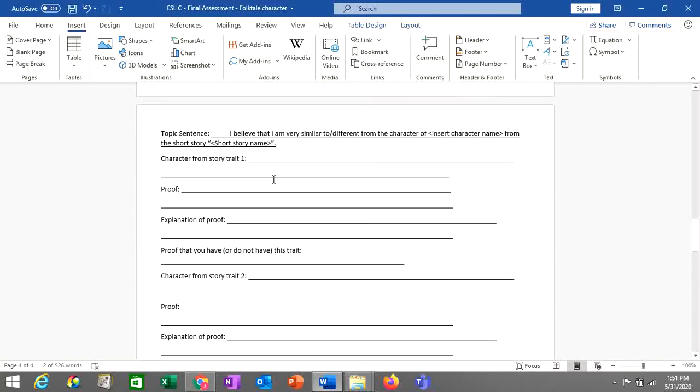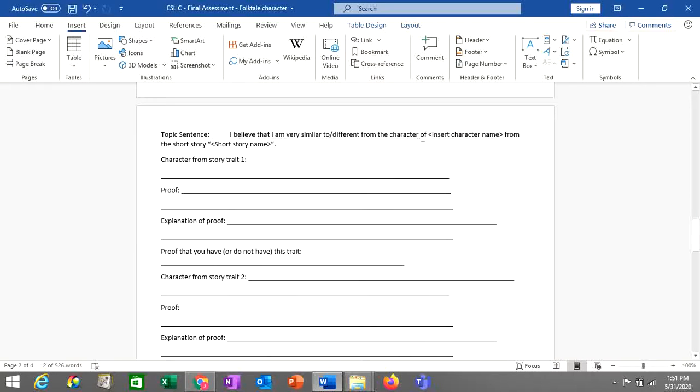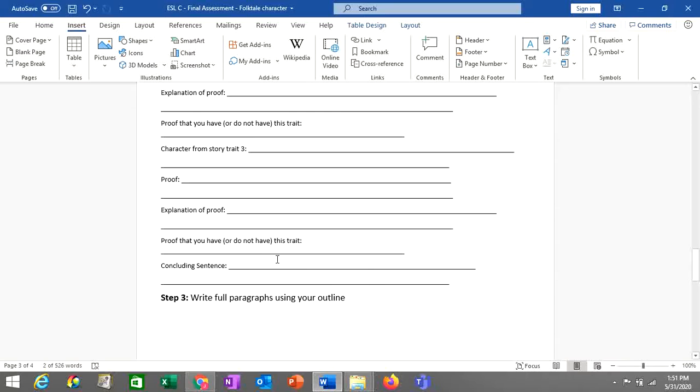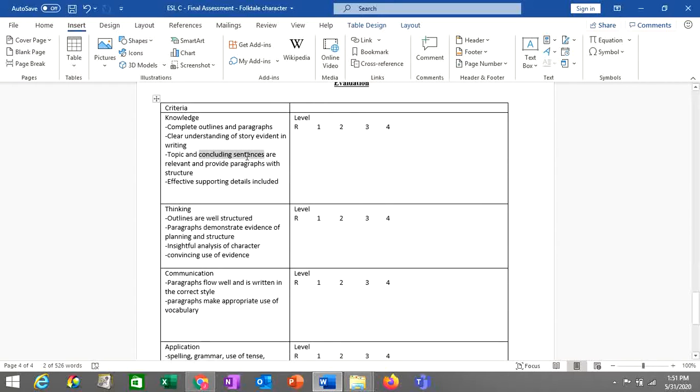So, for example, if you say, I believe I'm very similar to the character of Mulan from the short story The Ballad of Mulan, in your concluding sentence you would say something about, in conclusion, I am very similar to the character of Mulan because I am, and then you could list the 3 traits, brave, maybe selfless, or whatever other traits you think she might have. Okay?